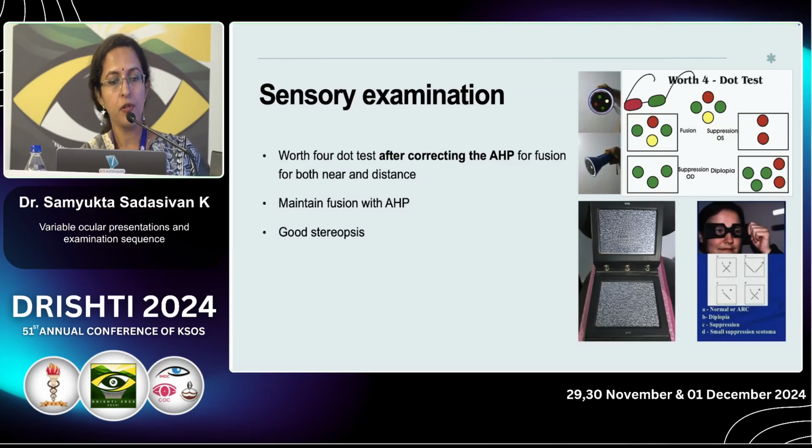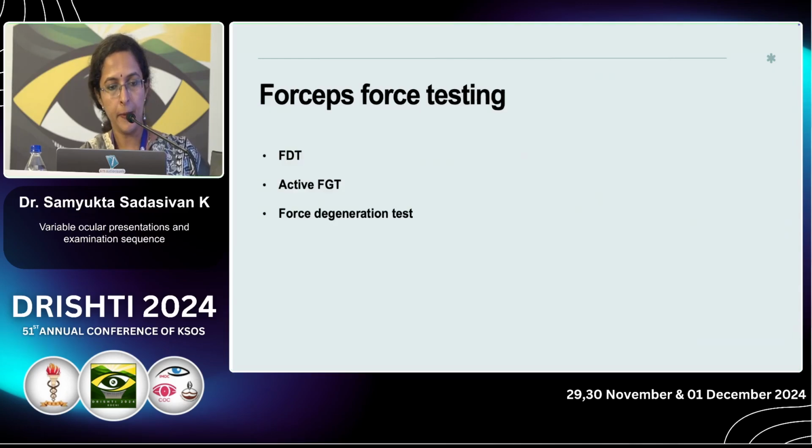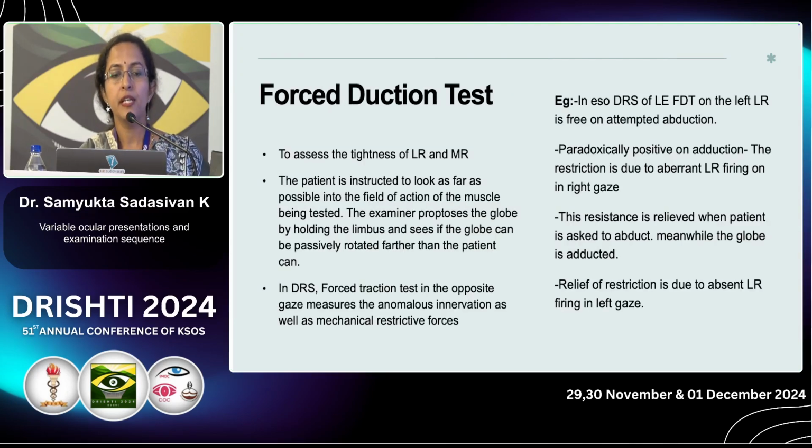Sensory examination follows: Worth 4 dot test, stereopsis test. Now coming to the most important thing when you plan your surgical correction of DRS, do have a very good idea about FDT, active FGT, and force degeneration test. So we know in routine FDT, the patient is instructed to look as far as possible into the field of action of the muscle being tested. The examiner proptoses the globe by using atraumatic forceps and then holds the limbus and sees if the globe can be rotated passively farther than what the patient can do by himself. So that is the routine FDT.